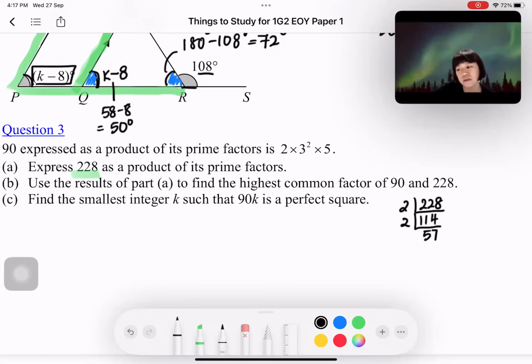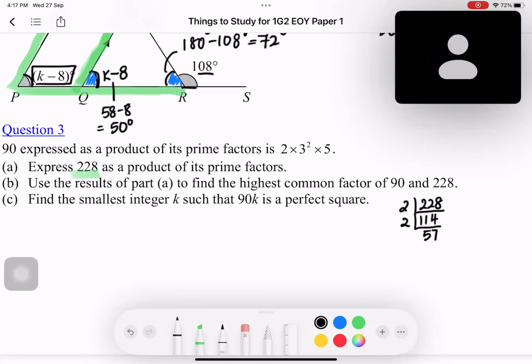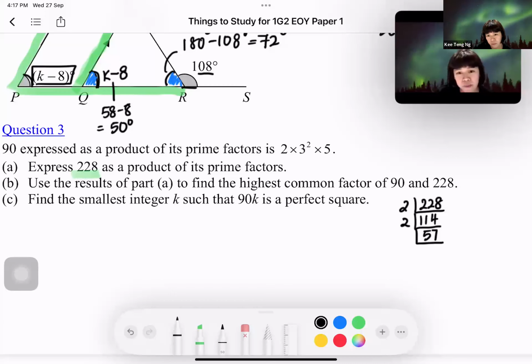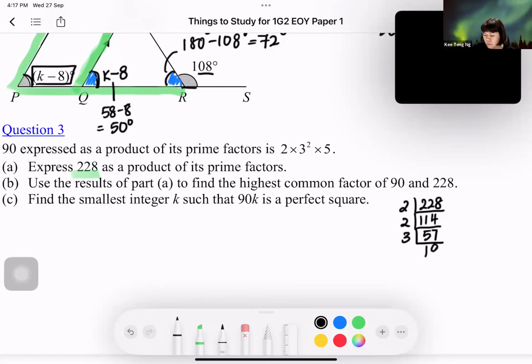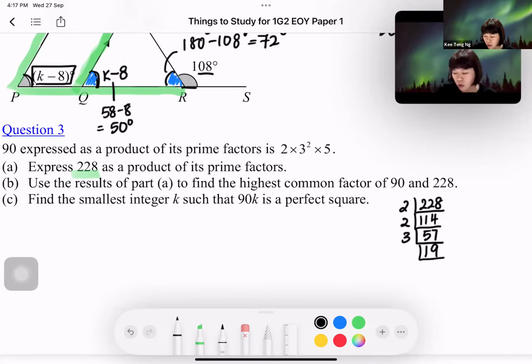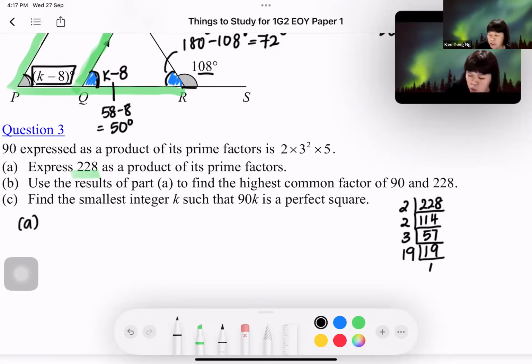So what's the next number? Hi, Vincent. Okay, after 2, what's the next prime number? 3, right? 2, 3, 5, 7. 9 is not a prime number. 11, and so on and so forth. So can you try dividing by 3? Does it work? Yep. What do you get? 19. But 19 is a prime number. Then we stop here. We divide by 19 again, get 1. So, express 228 as a product of its prime factors. Next person after Ian, Keon.